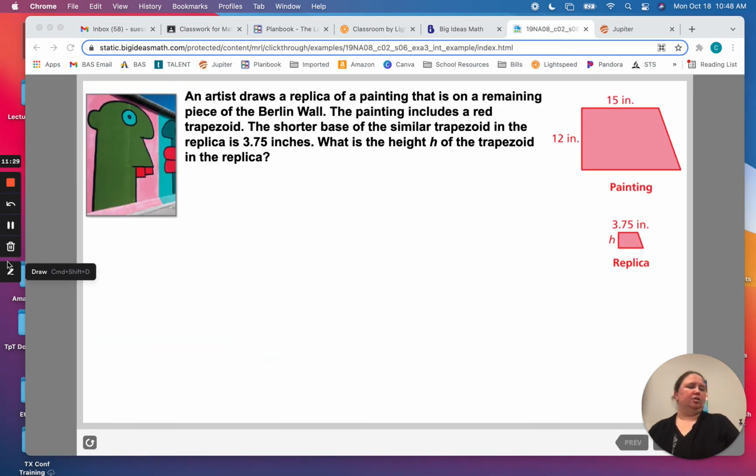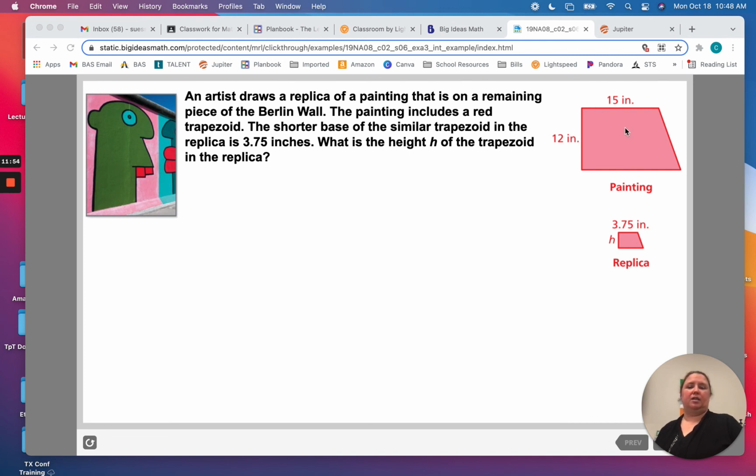8th grade, put this in your journals. Last, example 3. An artist draws a replica of a painting that is on a remaining piece of the Berlin Wall. The painting includes a red trapezoid. You can see it over here. The shorter base of the similar trapezoid in the replica is 3.75 inches. So here's the replica. What is the height of the trapezoid in the replica?